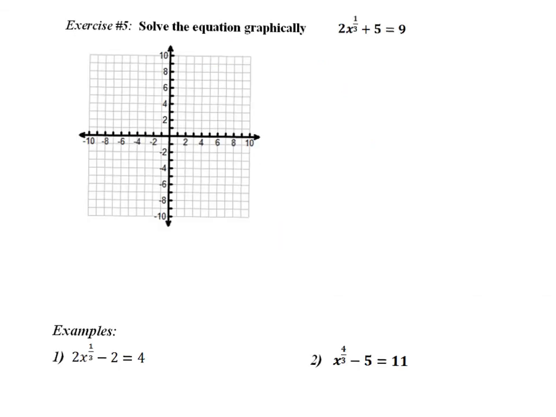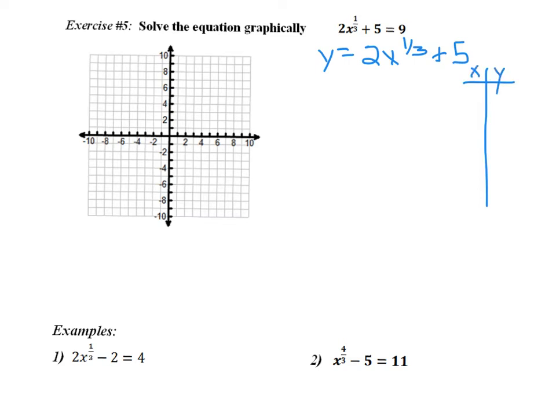For exercise number 5, we're going to solve this equation graphically. You'll notice that the equation has the same form as the previous examples that we've looked at, but we'd like to look at what the solution would look like on a graph. So when I have an equation like 2x to the 1/3 plus 5 equals 9, I'm going to do it first of all by hand, but then go ahead and put this in my graphing calculator as well. So I am going to look at the function that's on the left side. So y is equal to 2x to the 1/3 plus 5. I'm going to make a table of values for that function, and I'm going to graph that.